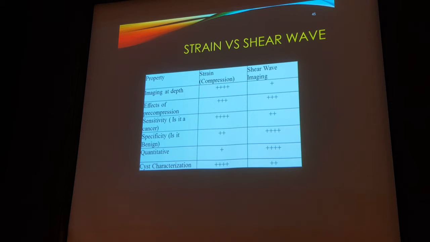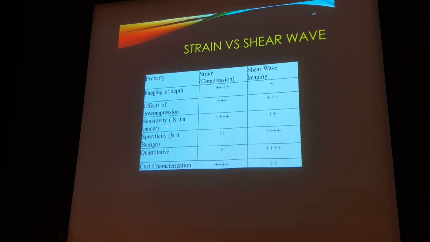Comparing these for other things, again, depth, strain, it doesn't matter. As long as you get a B-mode image, you can do strain imaging. Shear wave imaging, we have the same problem that we talked about with livers. The pulse attenuates, and usually after 3.5 to 4 centimeters, we don't have enough shear wave height to do a good measurement. Pre-compression affects both of these.